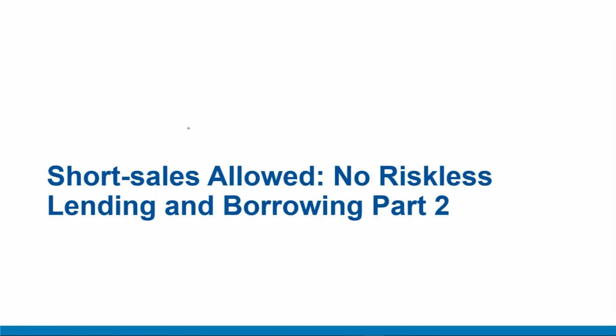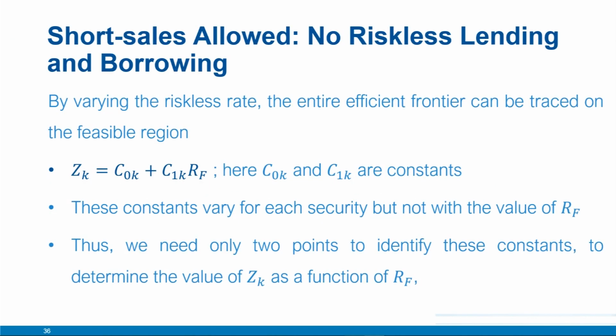In this video, we'll carry on our analysis of the efficient frontier in the presence of short sales but no riskless lending or borrowing in a more empirically rigorous manner. Recall in the previous discussion, we said that just by varying the riskless rate, we could identify the entire efficient frontier and trace the feasible region as well.